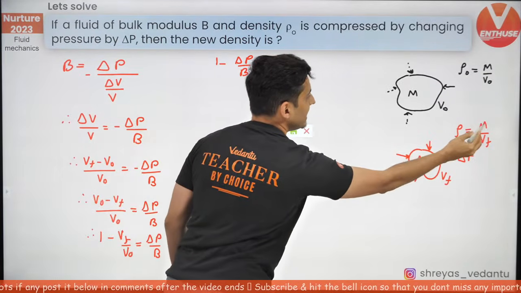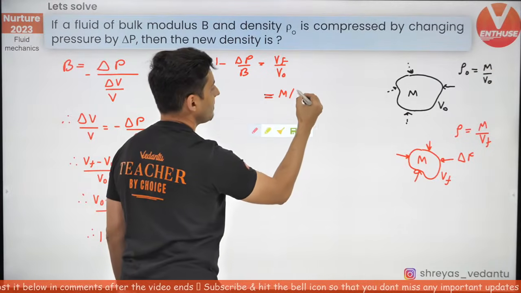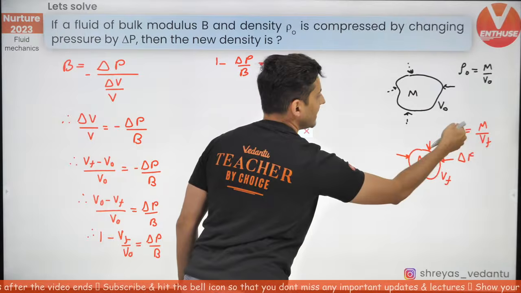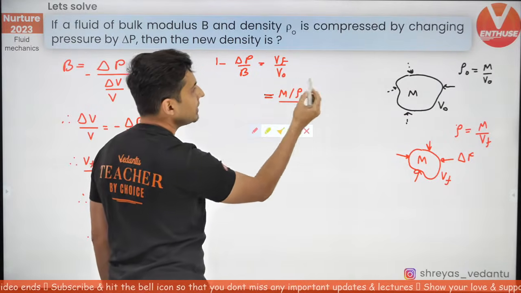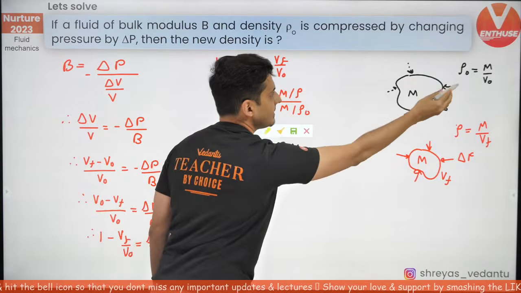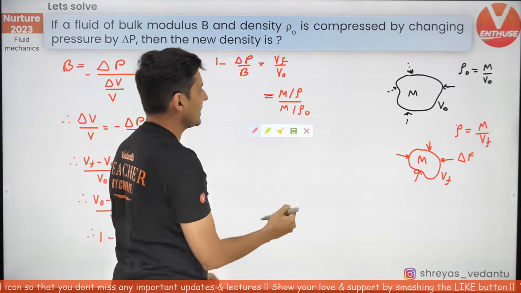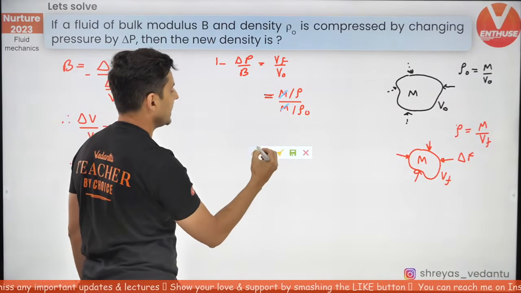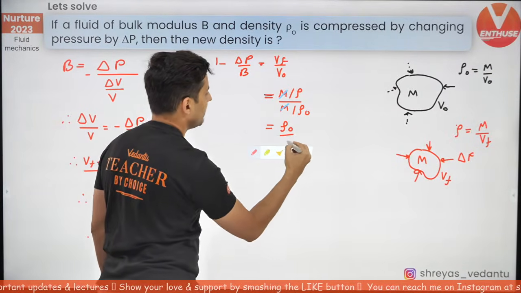Just from here, Vf is nothing but m by final density. Density goes below and Vf comes on the top. And what is V naught? V naught is again mass by initial density. You can just swap the terms and you can see that. Clearly, mass goes off and you're just getting rho naught by rho.